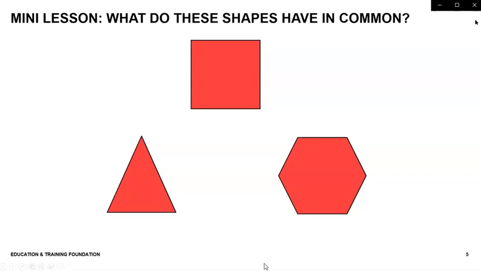What else do they have? Thank you, Diana. They've all got straight sides. They've all got a black outline. Thank you. Yes, anything else? Thinking back to your maths lessons, anything else?